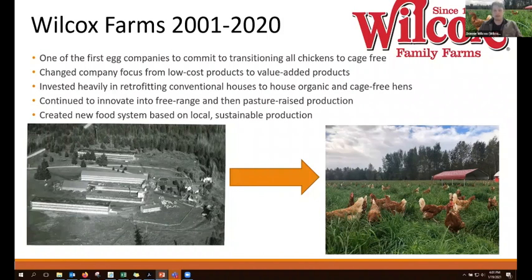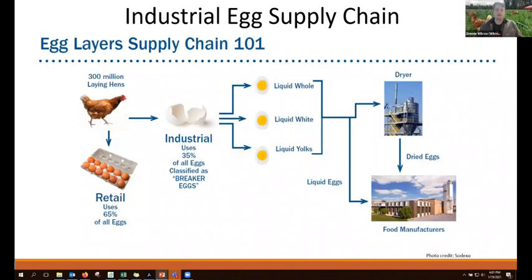Next, I'm going to talk a little bit about supply chains and compare the industrial to the Wilcox. This is a graphic from Sodexo, which gives you an idea of how the industrial supply chain for eggs works. I like it because it shows just the ridiculous scale. It's actually a few years old. Nowadays, there's something like 350 million laying hens in the United States. Most of the eggs go to retail, and the rest go to what are called breaker eggs. They go into food service for the most part, where the eggs get broken and turned into liquid eggs for restaurants and things like that.